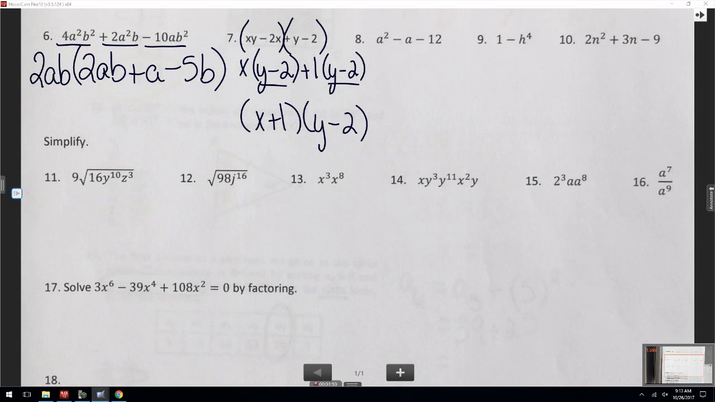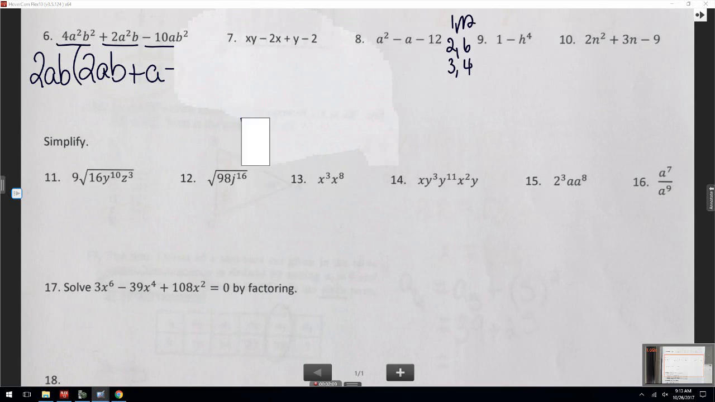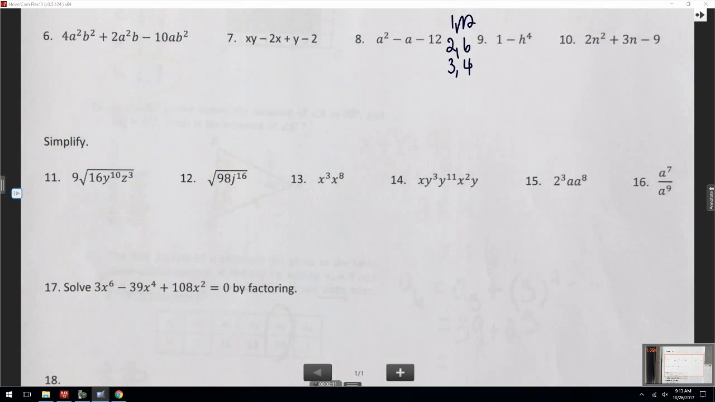Okay. Alright, what about number 8? How many terms does number 8 have? 3 terms. Do they have anything in common? Nope. So how do I do it? What's the factors of the back number? 1 and 12. 2 and 6. 3 and 4. Alright. What's that number in the middle that it's going to add or subtract to be? 1. Oh, careful. Negative 1. Alright, so which one of those is going to add or subtract to be negative 1? 3 minus 4. There you go. Positive 3 and negative 4.